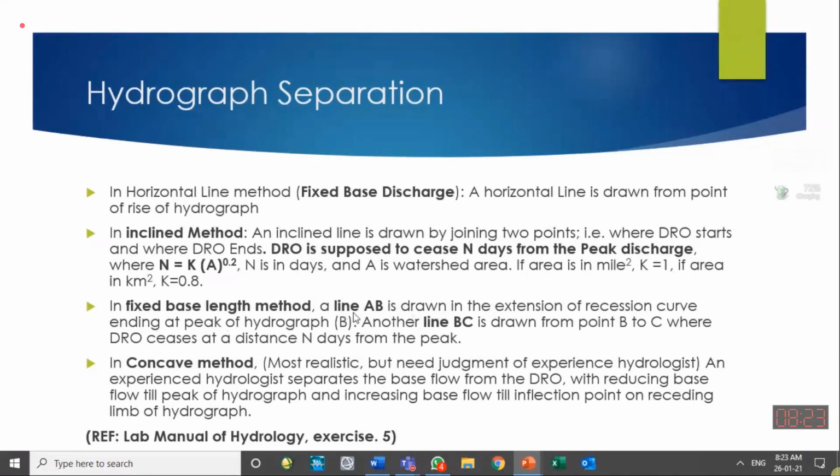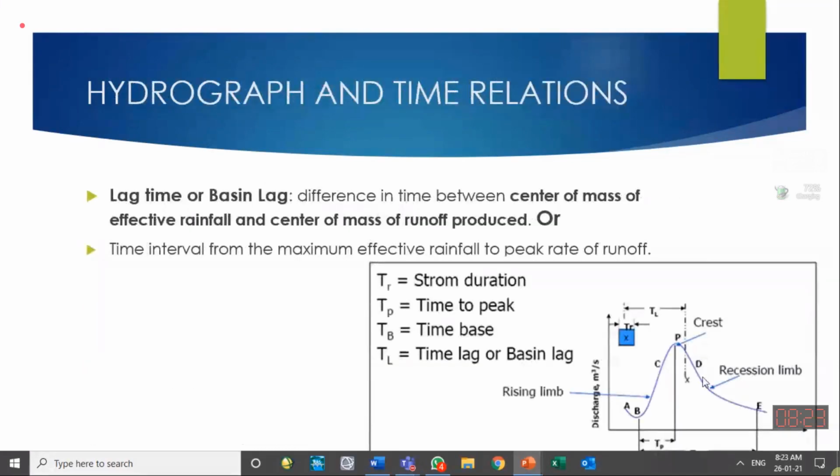So the first line of the base flow, A to B, is drawn as the extension of the recession curve ending at the peak of the hydrograph. Another line BC is drawn from point B to C, where DRO ceases at a distance of n days from the peak. So we will do the same exercise as previously. We will be calculating the n value, n days, and we will be marking a point C on the recession limb, but we will not be joining point B with C directly.